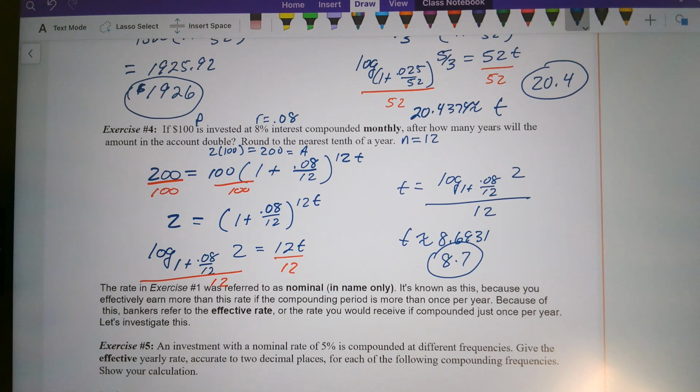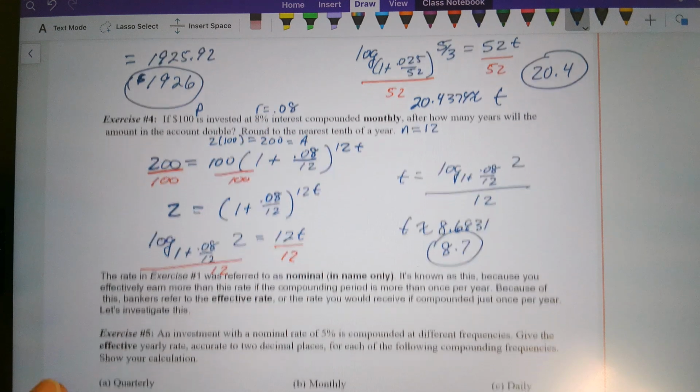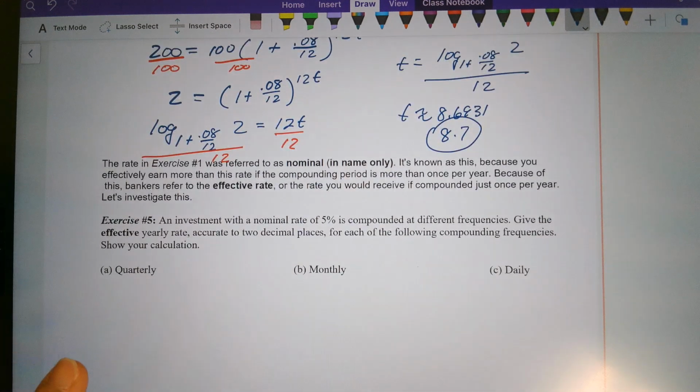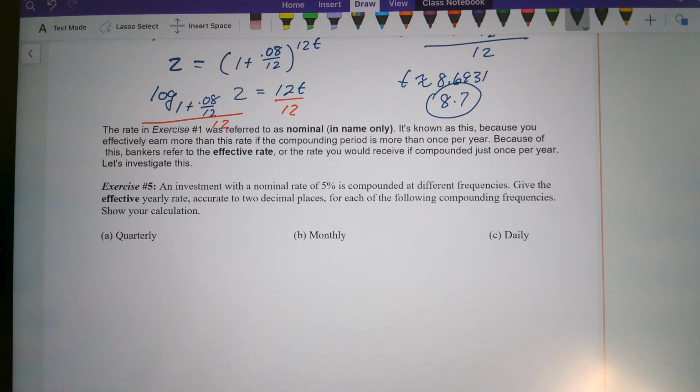The rate in exercise number 1 was referred to as nominal in name only. It's known as this because you effectively earn more than this rate if the compounding period is more than once per year. Because of this, bankers refer to the effective rate, or the rate you would receive if compounded just once per year. An investment with a nominal rate of 5% is compounded at different frequencies. Give the effective yearly rate accurate to 2 decimal places for each of the following compounding frequencies.